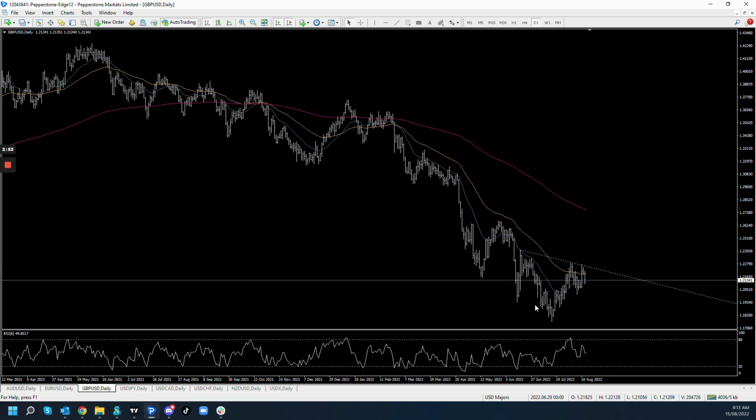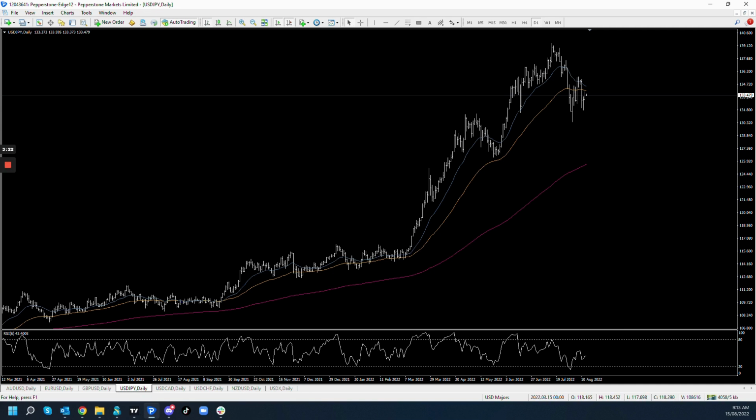And same here, it had an inverse head and shoulder pattern on the pound, on the cable, but it failed, unlike the Aussie, failed to break through the neckline. And the weakness in Europe and the UK, with the energy prices, the UK's got their inflation numbers. It's expected to be 9.9, but I wouldn't be surprised if it's double digits. And more selling in the cable to come.